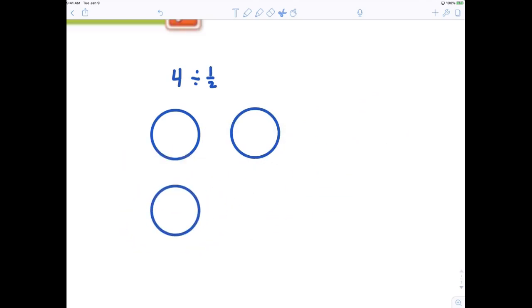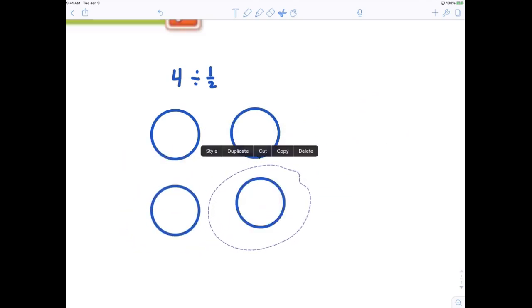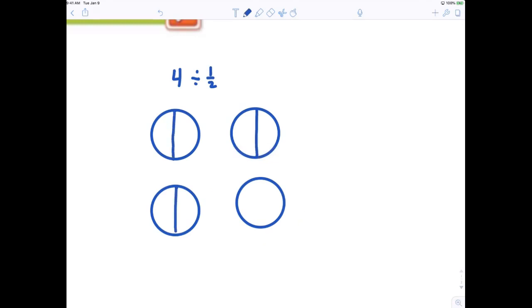So I have 4 pizzas. And I cut those pizzas in what? Half. So now I'm going to cut them in half. If I cut them in half, how many slices do I have? 8. Not 2. So we know that 4 divided by 1/2 is 8. The question is, the mathematicians got together and said, how did we know that was 8? There's got to be some mathematical explanation.